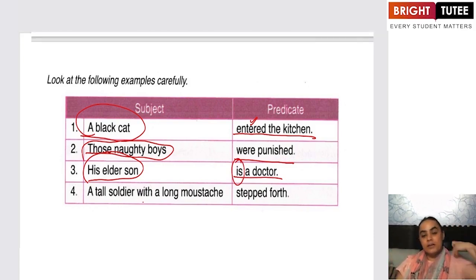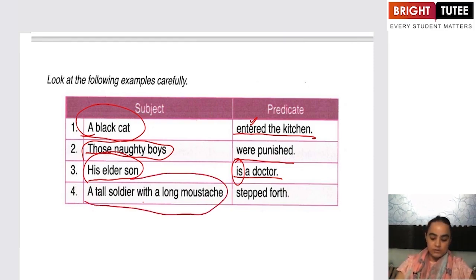Who are we talking about in the sentence? We are talking about a tall soldier with a long moustache. And what did this soldier do? He stepped forth. Verb is stepped. So basically, both subject as well as predicate can be a group of words.